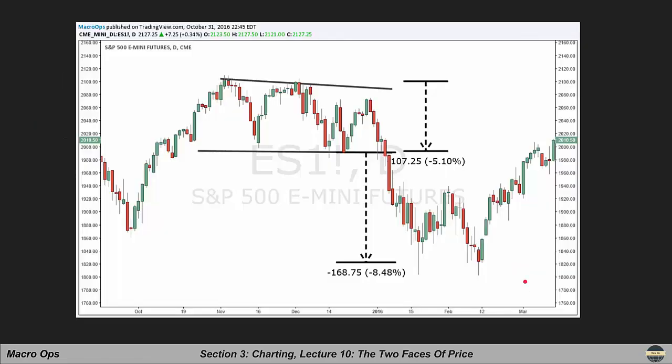And you can see in this example on E-mini futures, on the daily chart, we had a consolidation range that was around 107 points wide. And once that broke down, it led to a move that lasted about 168 points.